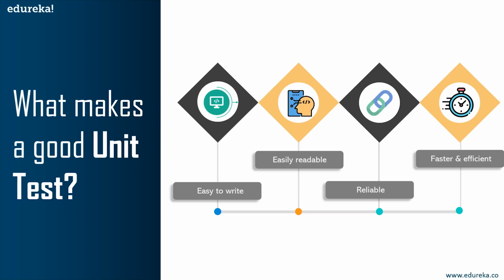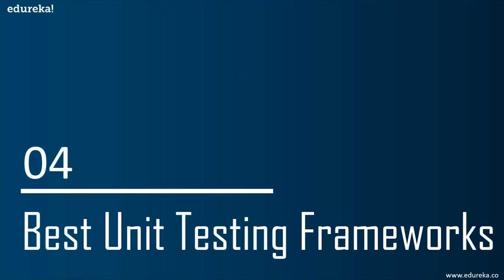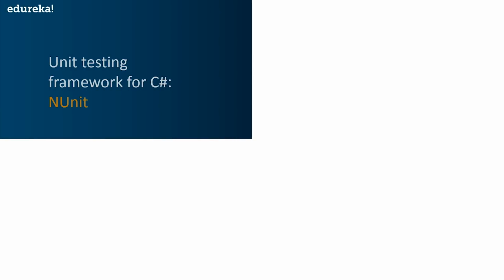Let's get back to the theory part. So I hope you've understood what we did in the demo. Let's move forward and check out the most popular or the best unit testing frameworks to automate unit tests. So the unit testing framework for C# is NUnit. NUnit is a unit testing framework that belongs to the XUnit family and it's written entirely in C#.